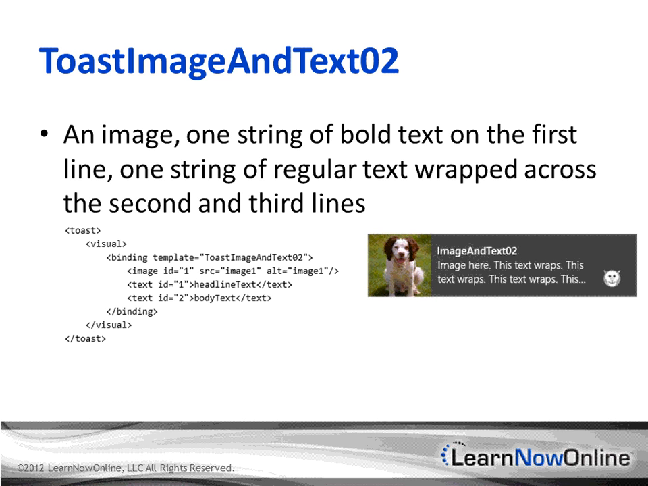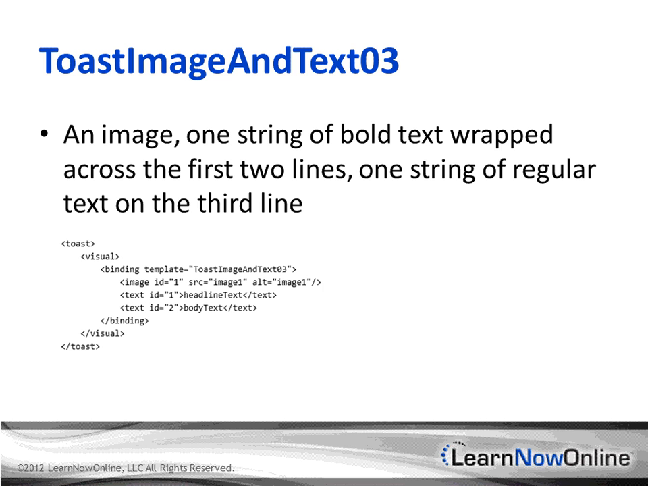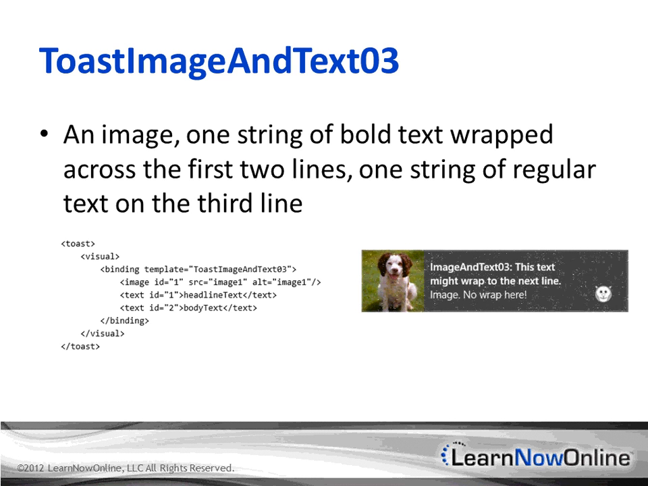Toast image and text 03 has an image plus one string of bold text wrapped across the first two lines, and one string of regular text on the third line, just like toast text 03. Its XML looks like this. It's just toast text 03 plus an image element, and then it might look something like this.